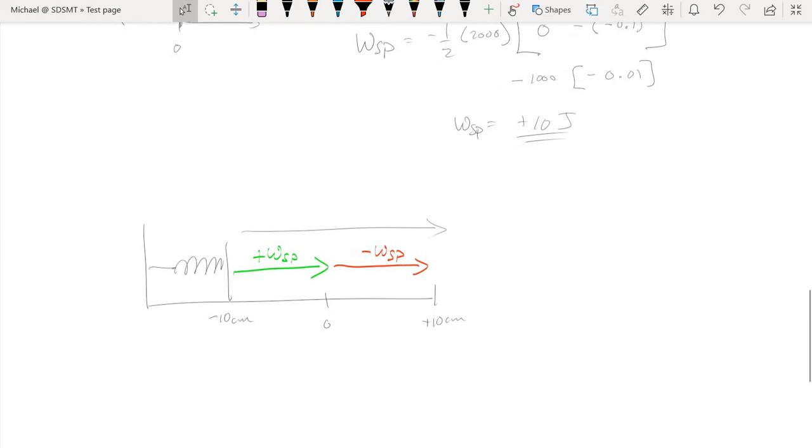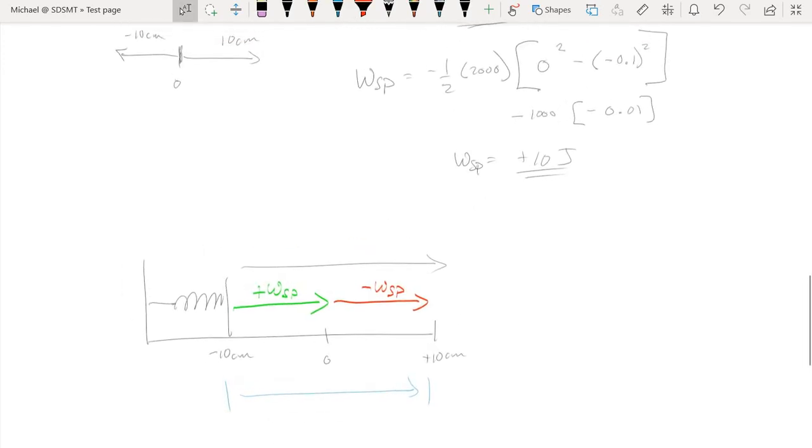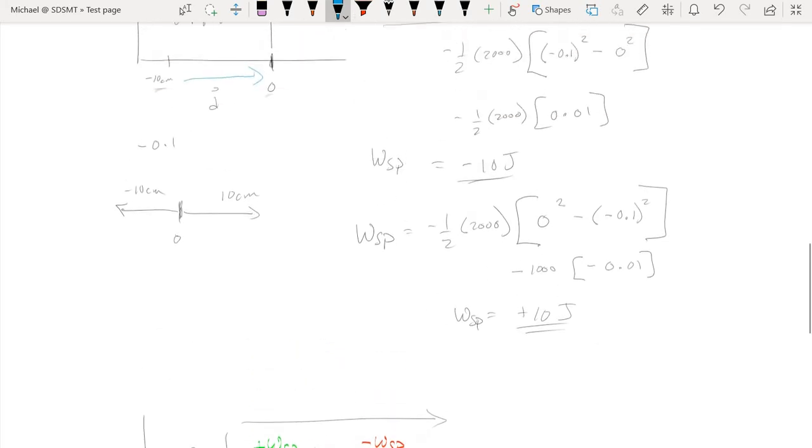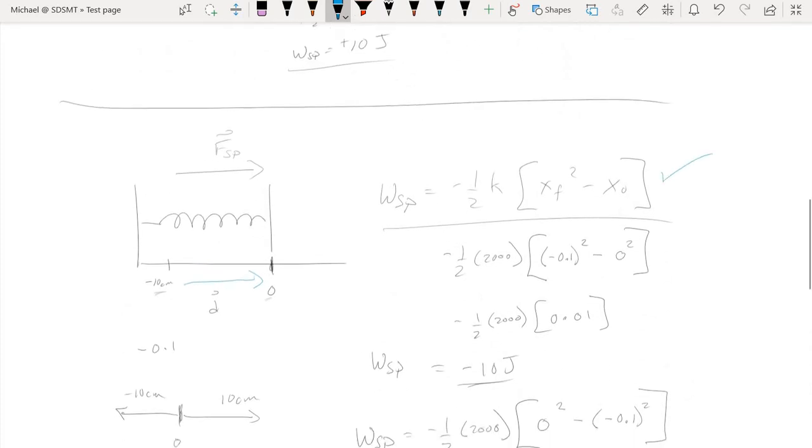So how much total work do you think the spring is going to do, getting from the negative 10 centimeter mark out to the positive 10 centimeter mark? Well, we could do this a piece at a time. We could go from negative 10 to 0 and then from 0 to 10. Or we could just let the equation do its job.